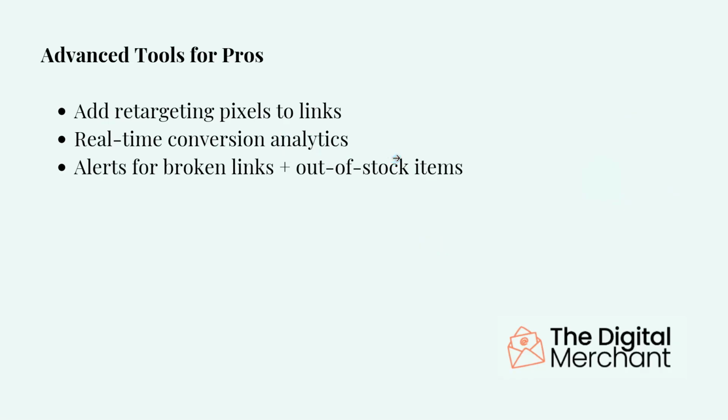Then there is also a suite of advanced tools that you can use if that's something that you feel is inside your scope. You can have retargeting pixels on links, and real-time conversion analytics, which is obviously handy if you're getting high volume and you want to see where things are coming from and trends from day to day and week to week. And then, as I was saying, alerts for broken links, and also alerts for out of stock items. So if your links are directing to items that are no longer in stock, again, this is something that might not make itself obvious to you right away. And it's handy to know about it, rather than letting it sit like that for a number of months.